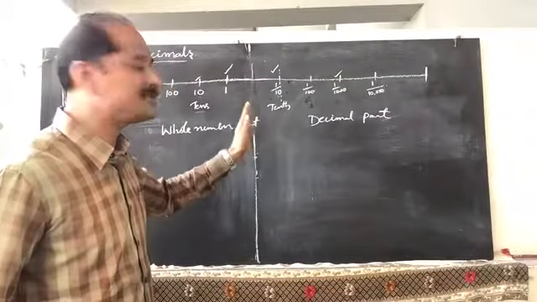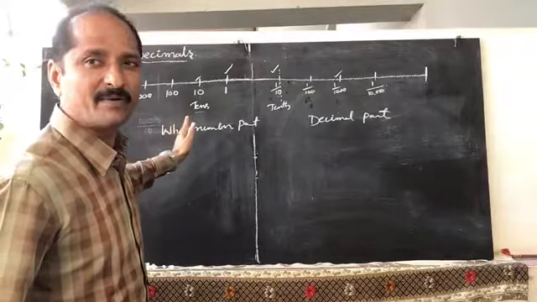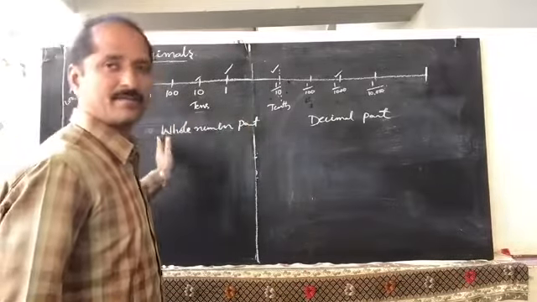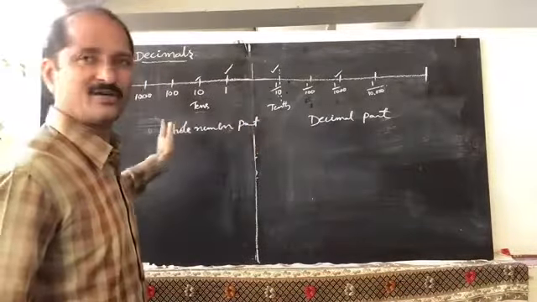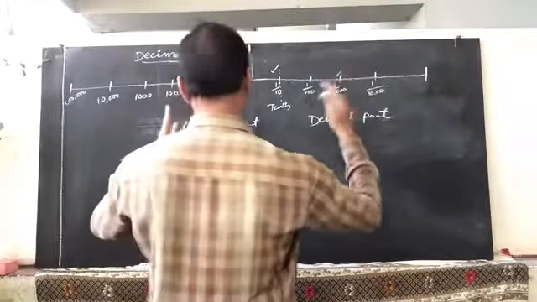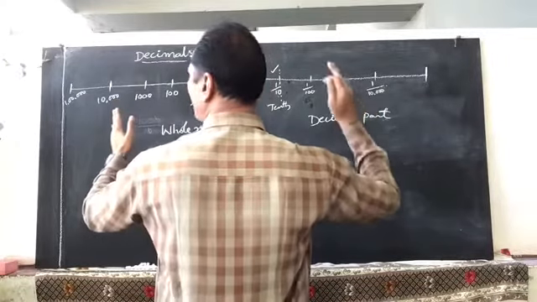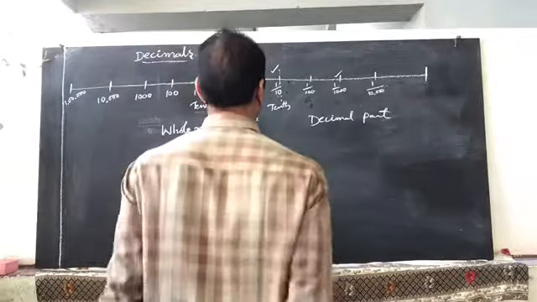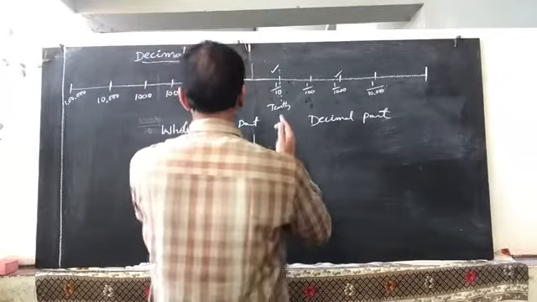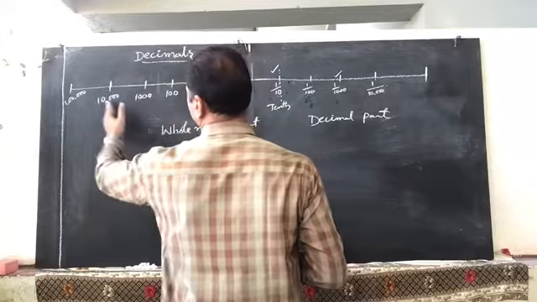The part which is to the left side of a decimal is known as the decimal part. Sorry, whole number part. So on the left side of the decimal is the whole number part, and on the right side is the decimal part. Right side decimal part, left side whole number part. So in this way, whole number part and decimal part can be divided. And in the whole number part, the first place is ones place. Ones, tens, hundreds, thousand, 10,000, lakh.